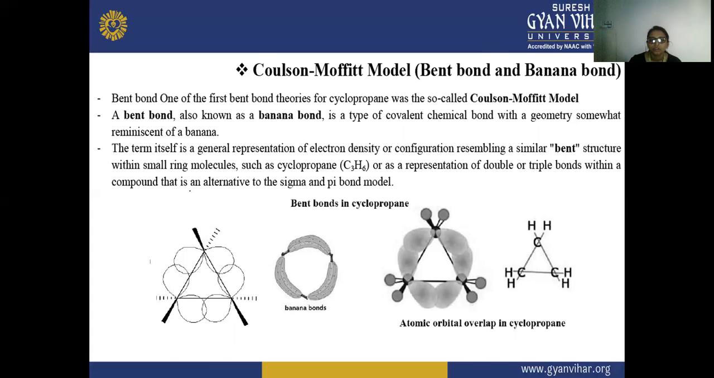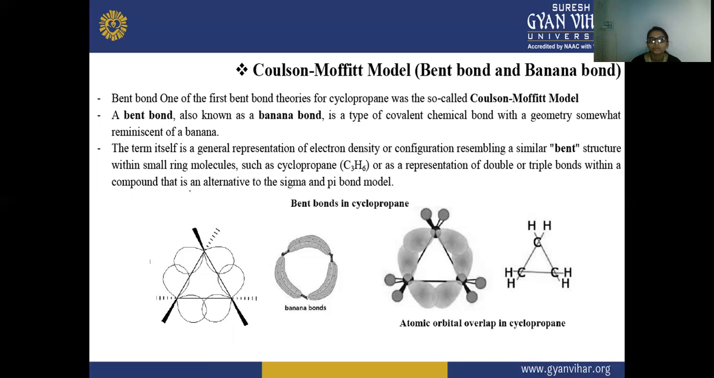Now it's the Coulson-Moffatt model. In the Coulson-Moffatt model, the bent bond was one of the first bent bond theories for cyclopropane. This is the bent model, or you can say the banana model. So this Coulson-Moffatt model is also known as the bent bond or the banana bond.